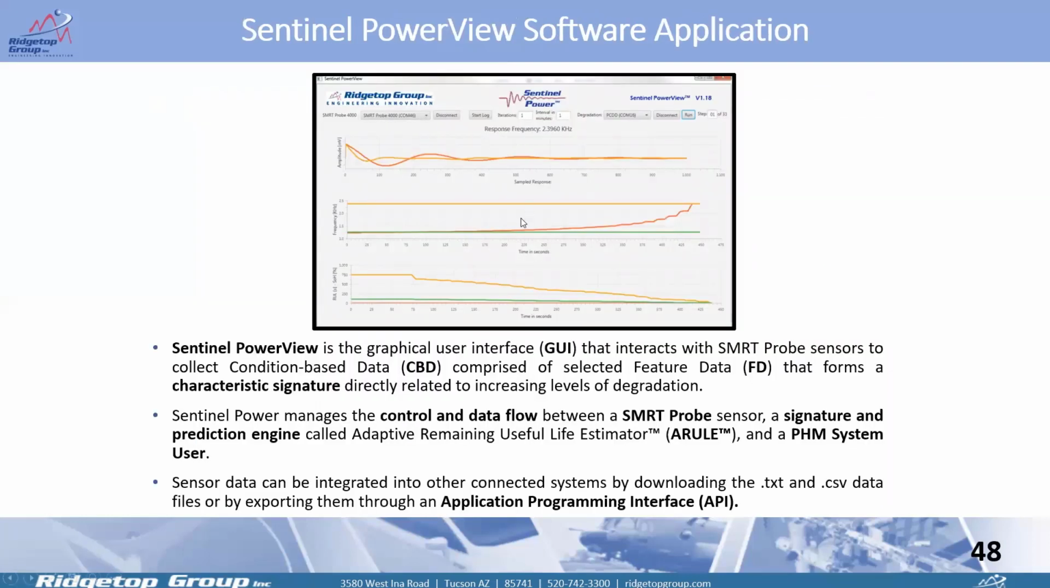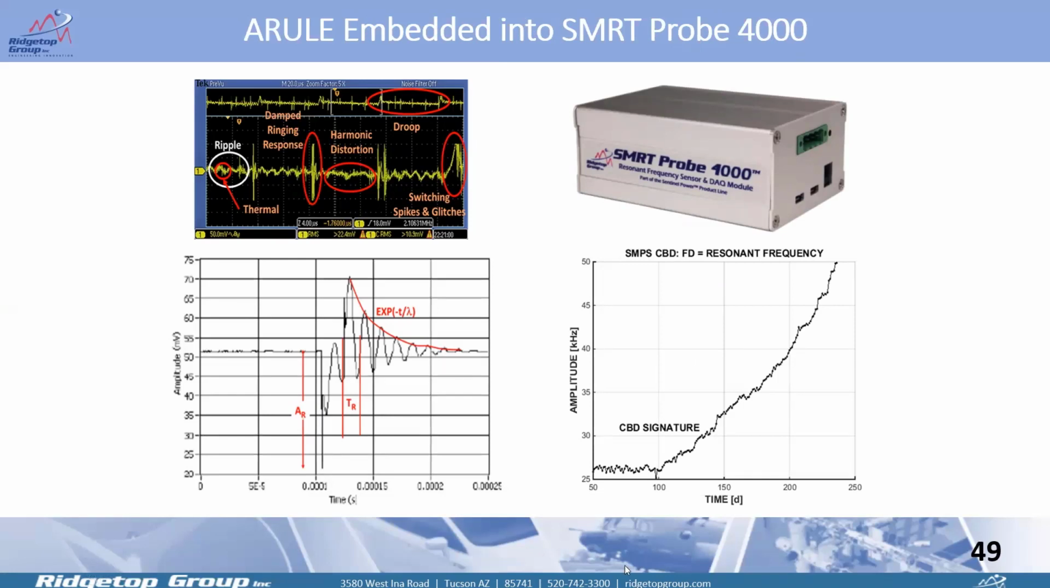Again, the embedded version of ARULE is sampling the data from Smart Probe and processing it, and we're interfacing this with our Sentinel PowerView software platform. This is another visual of that, where the state of health progresses from 100% down to 0. I actually believe this is one of the real world examples in our ARULE GUI package as well. Our feature data of interest was the change in the ring down frequency, which then yields the condition-based data signature as shown here on the right. And this is all done within our Smart Probe 4000.